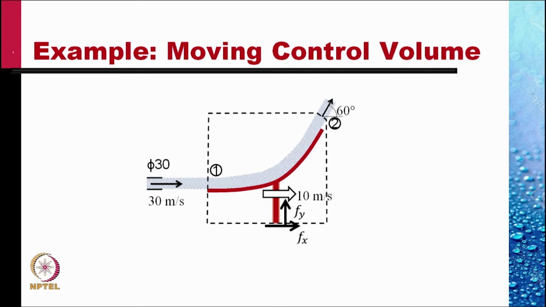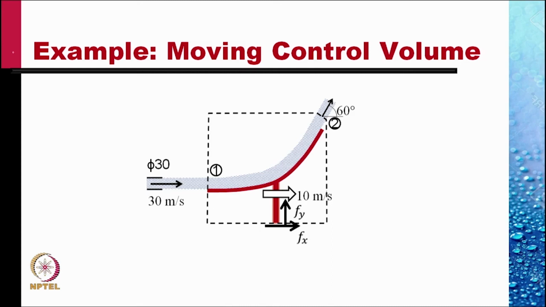Let's do another example, this time with a moving control volume. Let there be a curved vane on which the water enters horizontally, tangent to it, and leaves at an angle of 60 degrees after turning upwards. And let this vane be moving with a velocity of 10 meters per second to the right. To analyze this, let's take a control volume as shown, where the external forces are Fx and Fy as shown.